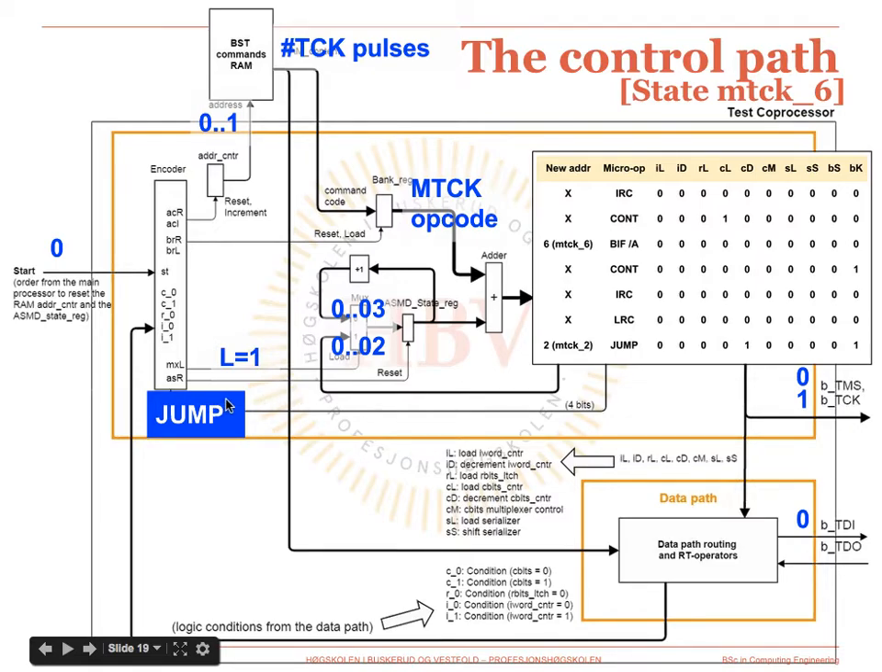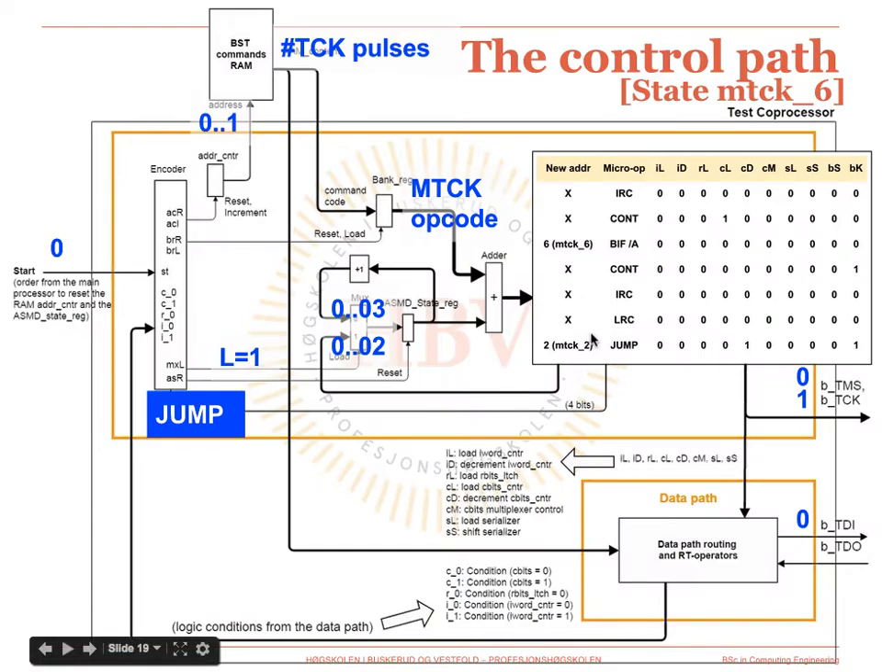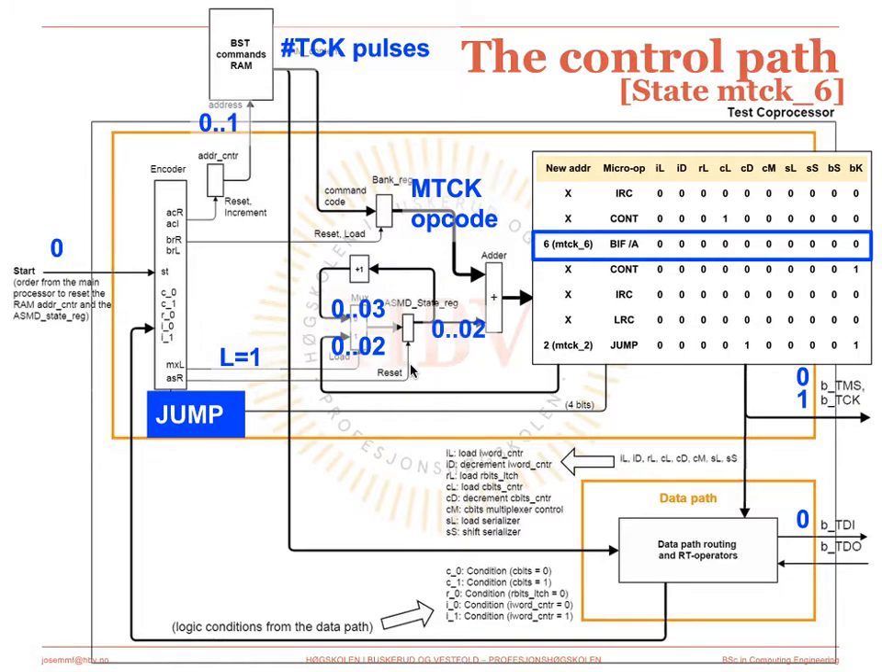These are the operating conditions shown for MTCK6 state. In this case we will not continue to the next position in the microprogram memory, but rather jump back, as you see here, jump back to state 2, MTCK2. For this reason, the multiplexer load control input is now set to 1, and therefore the new address field that will be loaded into the ASMD state register will be the one that corresponds to the position defining state MTCK2.